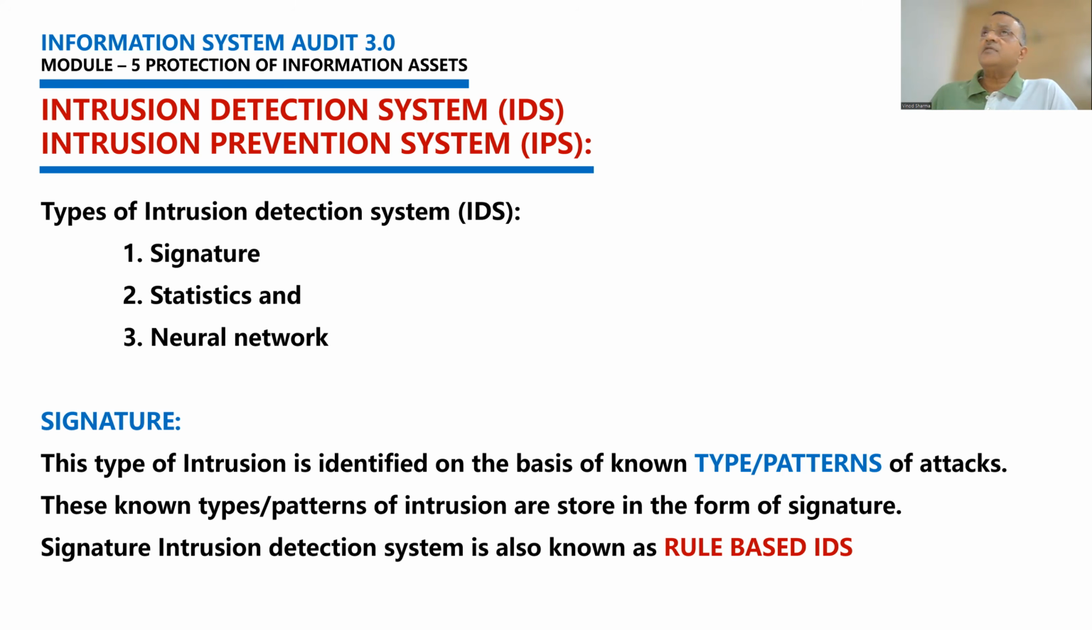Same happens here in signature. Signature intrusion detection system is also known as a rule-based intrusion detection system. So always remember, when you're talking about the signature, it means you are having imprints of the intruding activities, which the system keeps track of, and based on that, it develops the red flags.